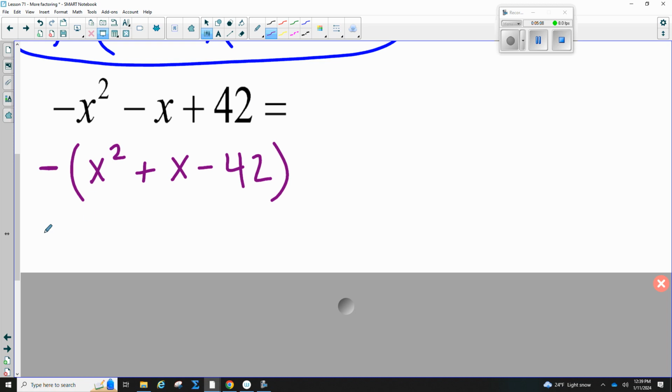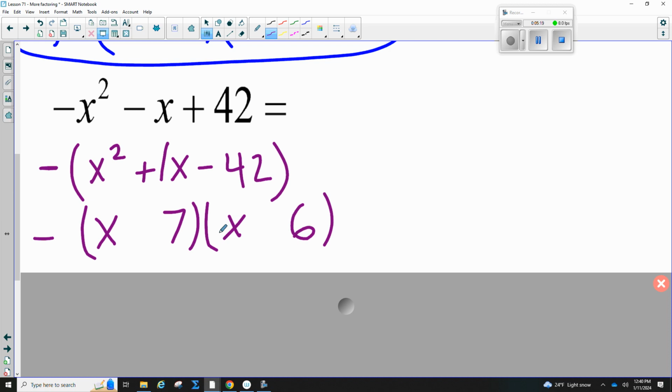Okay, now I can factor tractor what multiplies to negative 42 and adds to positive 1. I agree, 7 and 6. Okay, in order to get a positive 1, which one has to be positive?